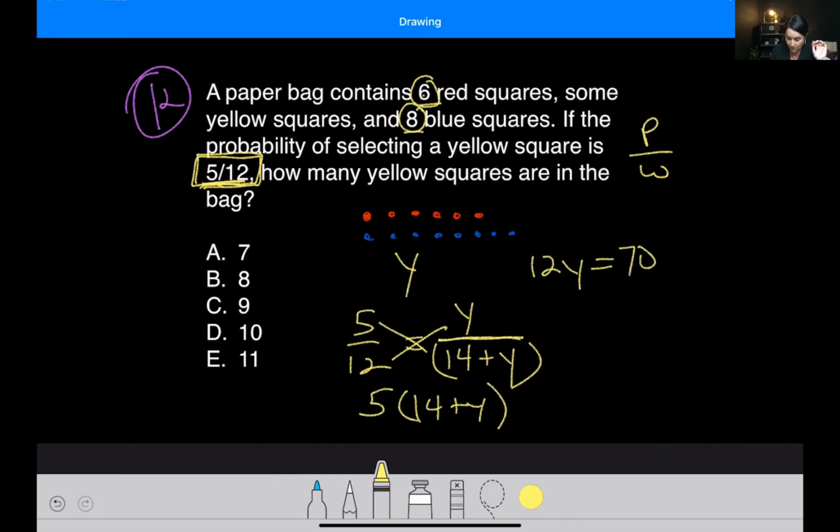Now, 5 times 14 is 70. Check my math just in case, but it should be right. 5 times 14 is 70. Don't forget your y here. Don't say 70 plus y. It's 70 plus 5y.